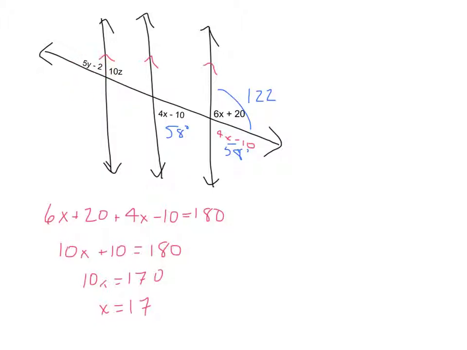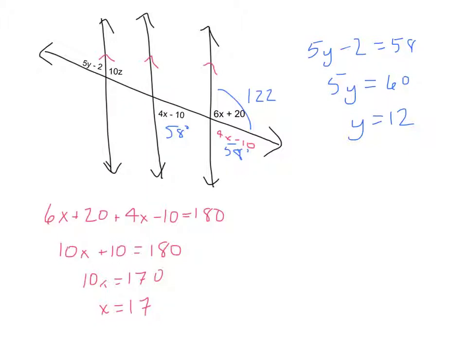Now that we know that, we can use that to help us figure out y and z. Well, let's see. Y, the 5y minus 2 corresponds with this angle here, or this angle. Both of them are alternating exterior angles, and those are congruent. And congruent we set equal to. So 5y minus 2 is set equal to 58. And so 5y we add 2 equals 60. And so y has to equal 12.